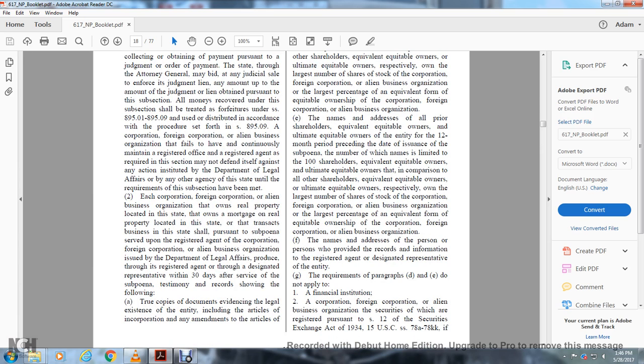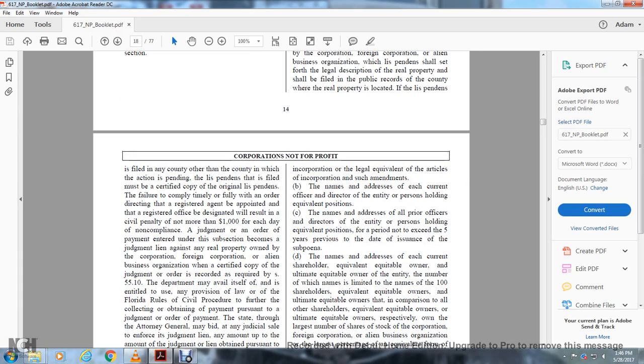Each corporation, foreign corporation, or alien business organization that owns real property located in the state, or owns a mortgage on real property in the state, or transacts business in the state, shall, pursuant to a subpoena served on its registered agent by the Department of Legal Affairs, provide through a designated representative within 30 days of service of the subpoena the testimony and records showing the filing of true copies of documents evidencing legal existence, including the articles of incorporation, any amendments, or legal equivalents, and the name and address of each current officer and director of the entity, or person holding the equivalent position.